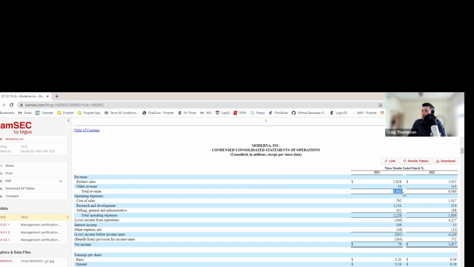And what was total revenue in the first quarter of 2023? Just that number? Yeah. 1,862,000 or whatever it is. Yeah, but this is in millions, so $1.8 billion. 1.8 billion. Yep. But what was it in the first 3 months of 2022? 6 billion. Yeah. So tell me about that.